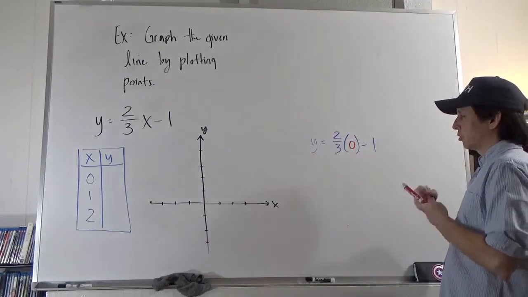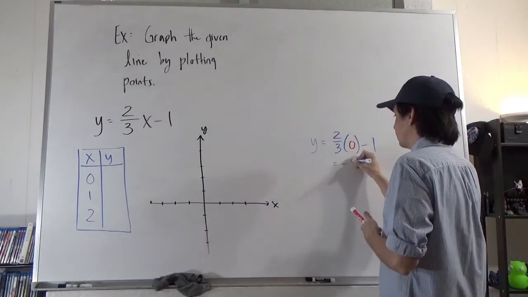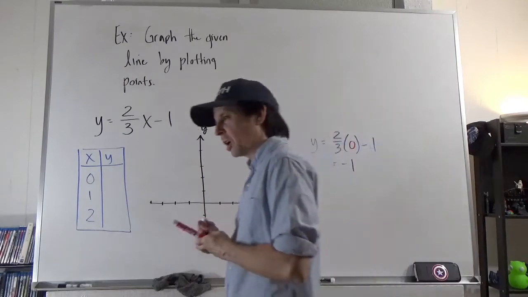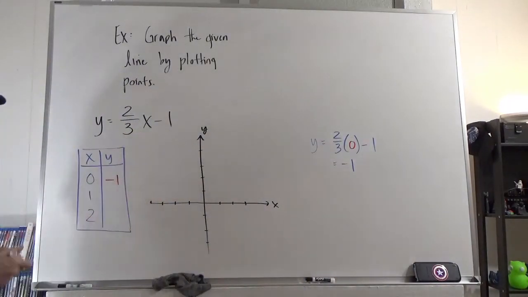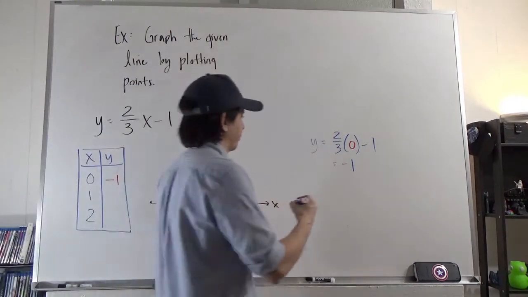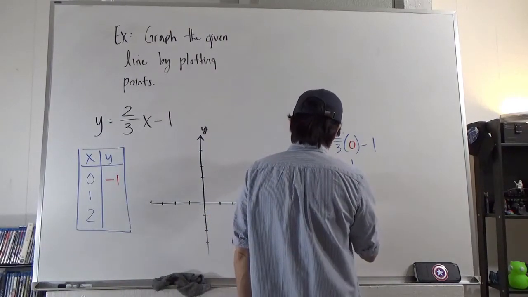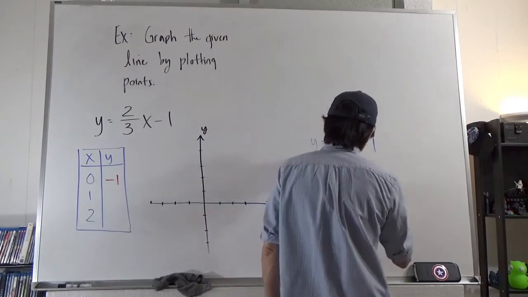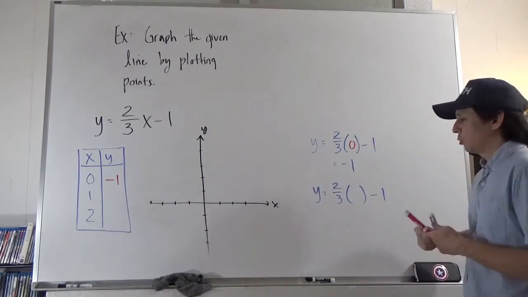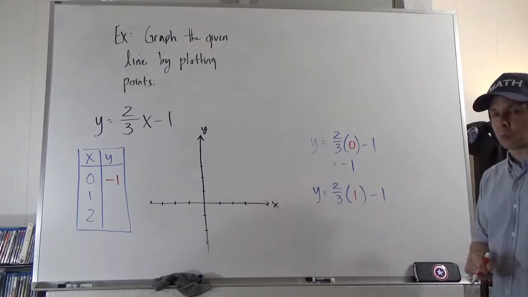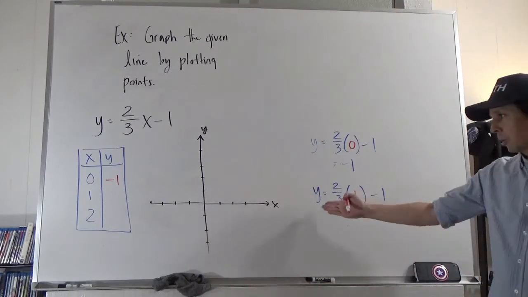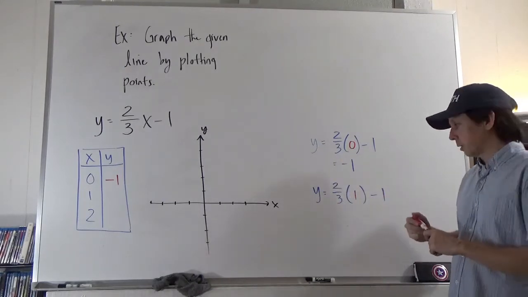2/3 times 0 is just 0, minus 1 is negative 1. So I get negative 1. That's actually not bad. In fact, I'm going to keep that one. But I'm going to do the next one. Y is equal to 2/3 times x minus 1. So I'm going to plug in x is equal to 1. And I got to simplify that. I want my y, and I get that by simplifying here.